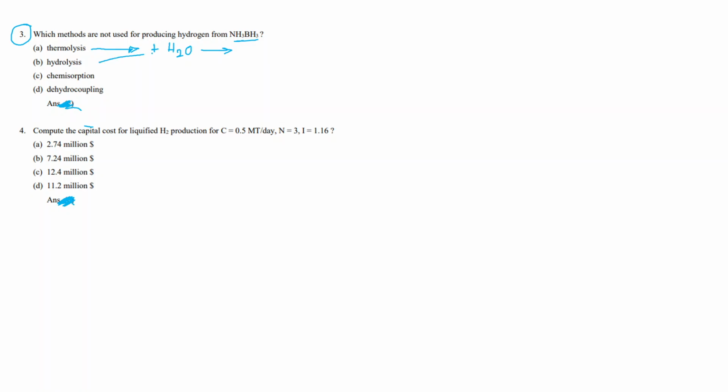And thermolysis is giving heat. The heat will be supplied to any metal hydride, metal complex hydride, or high entropy alloy. Then the hydrogen will be produced. Okay, so these are used for producing hydrogen. Okay. Chemisorption. What is this process?